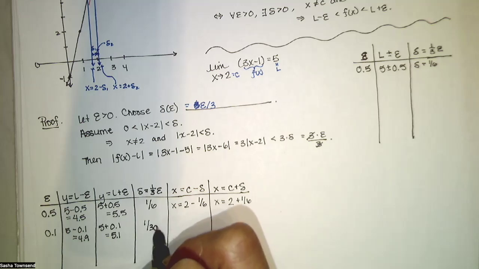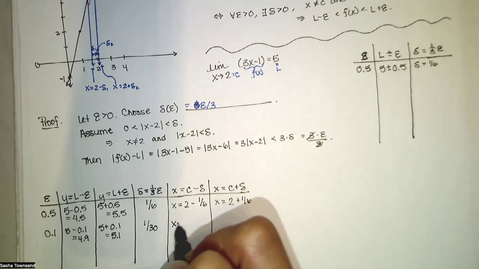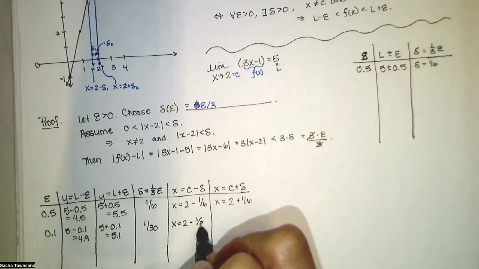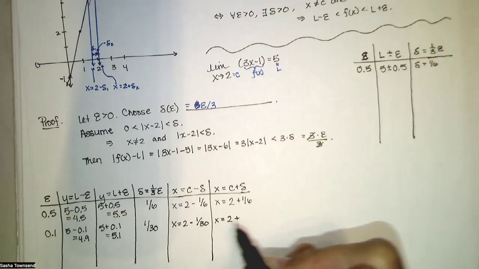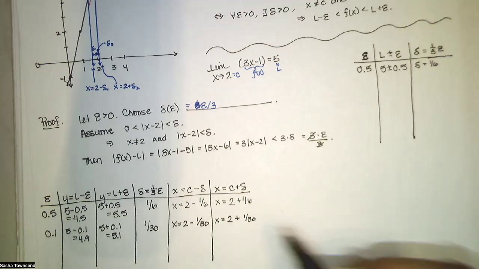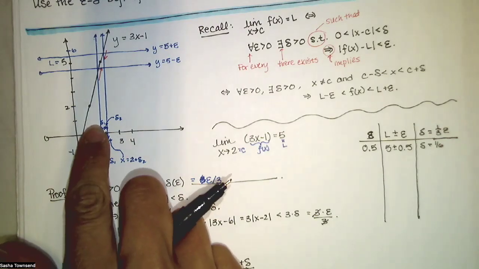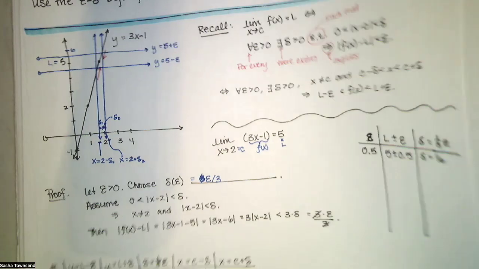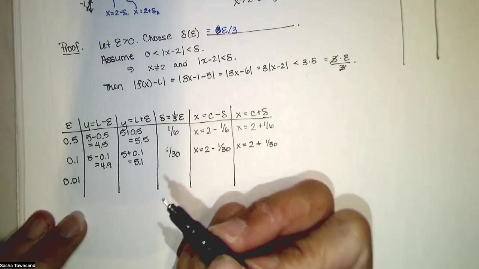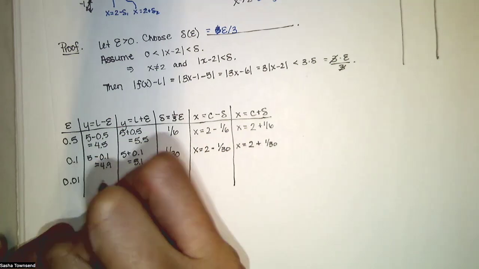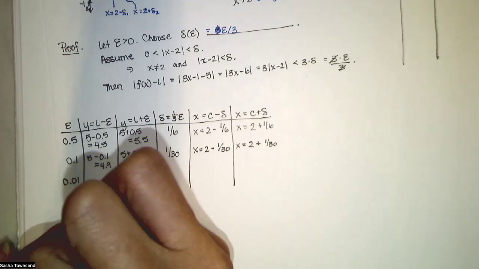1/3 of 1/10 is 1/30. So if we are within this interval, where we start at 2 and we subtract 1/30 and we add 1/30, then all the x values in there will map to y values in there. And we can do this for smaller and smaller epsilon. It doesn't matter what epsilon is, even if it's 0.01.